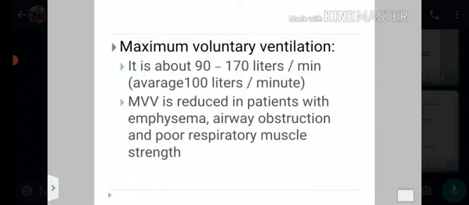Maximum voluntary ventilation depends on muscular force available, compliance or distensibility of the thoracic wall and lung, and airway resistance. Therefore, it is reduced in patients with emphysema, airway obstruction, and very poor respiratory muscle strength. Important note: here we describe that the person is allowed to hyperventilate for 15 seconds. Why? Because hyperventilation causes carbon dioxide to wash out, which leads to respiratory depression. This may result in a fainting attack. Therefore, voluntary hyperventilation should be done for only 15 seconds.